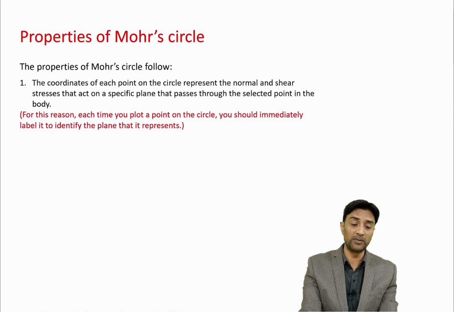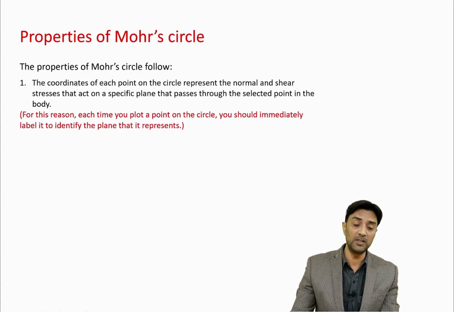So the properties of the Mohr circle are: the coordinates of each point on the circle represent the normal and shearing stresses.